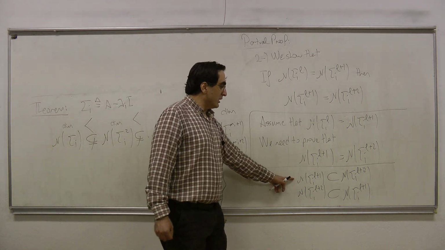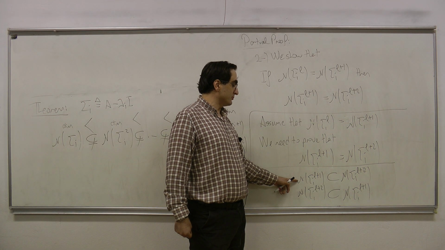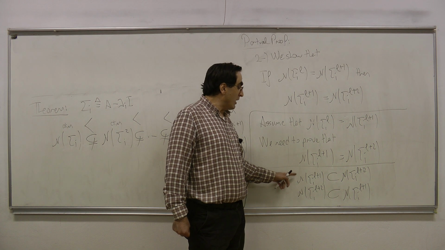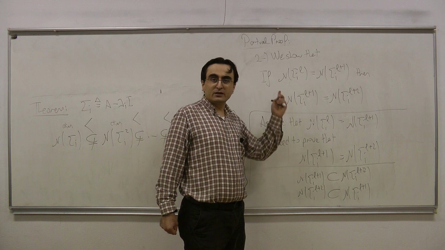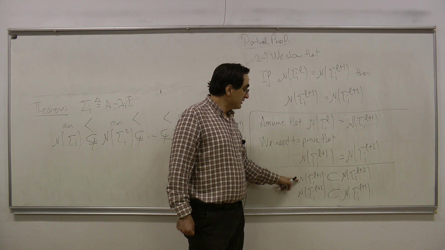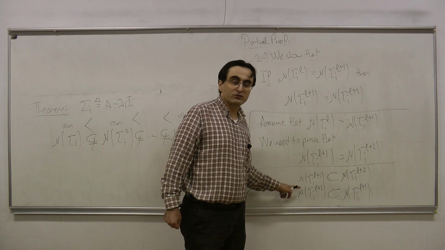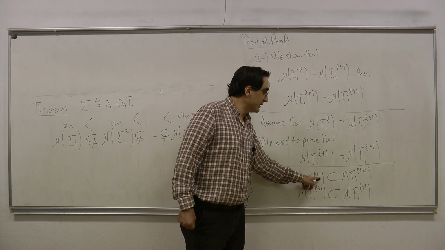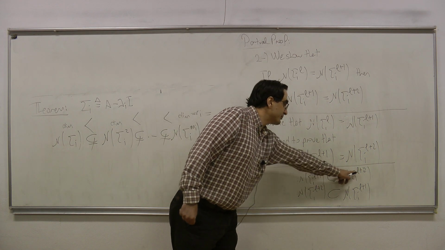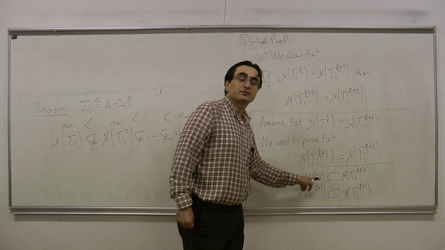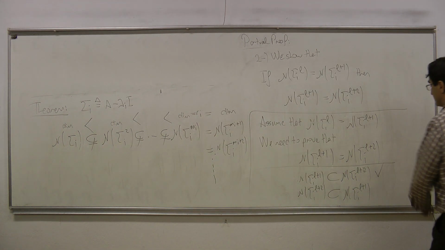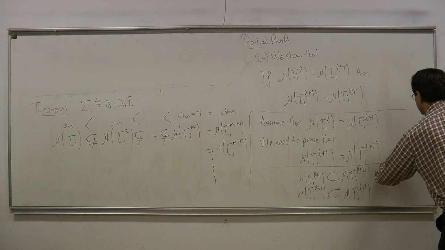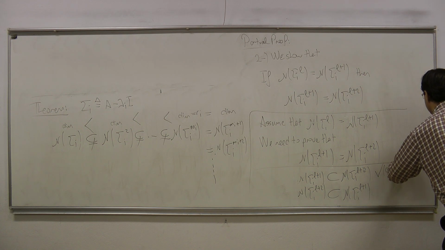So in part 1, I have to show this subset relationship. But do I really have to show this? Because we have already seen in the first proof that this type of subset relationship would always hold. When I increase the power, the null space either grows or remains the same. So I don't need to prove that. This is already proven.